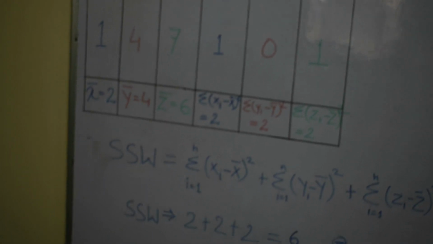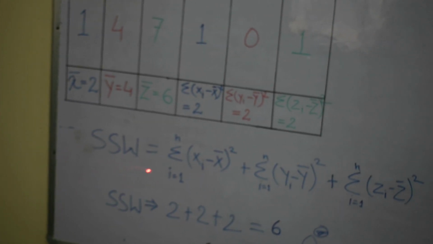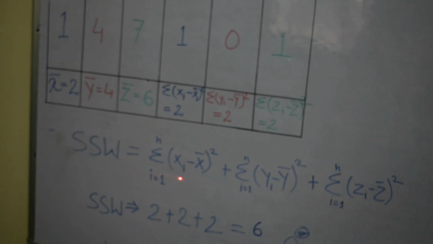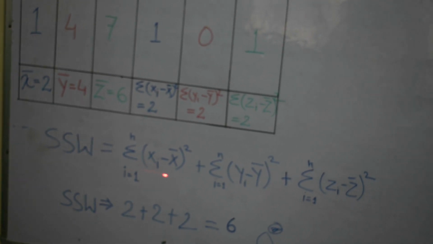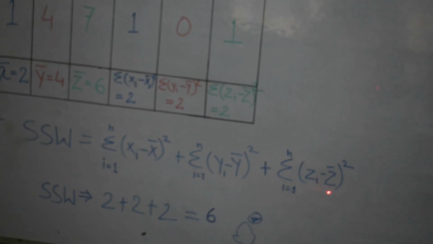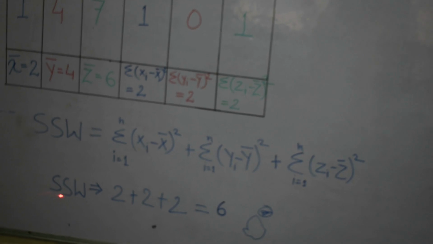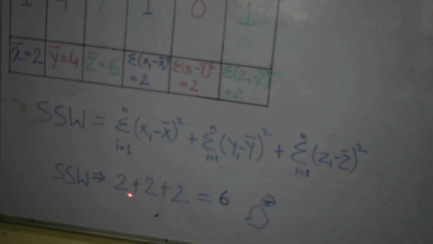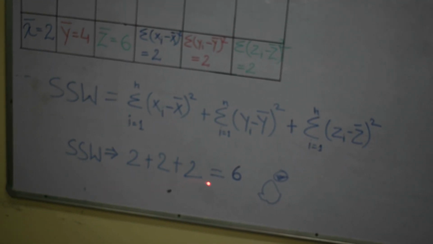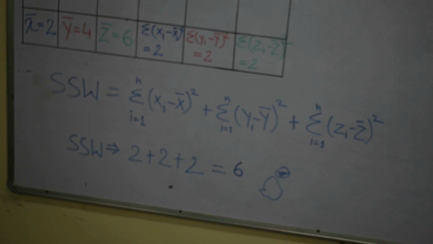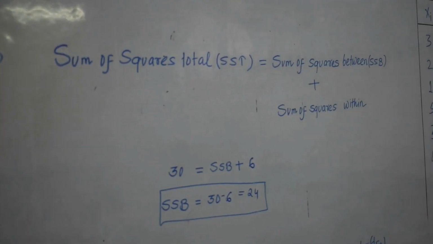Now sum square within the group is the summation of the sum squared variation within x, y, and z. So the total value of sum square within will be 2 plus 2 plus 2, which is equal to 6. So sum square within is 6.